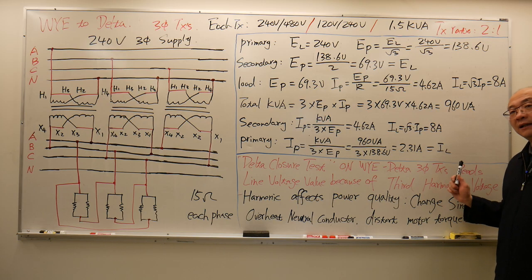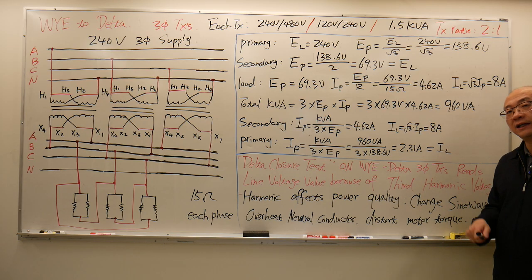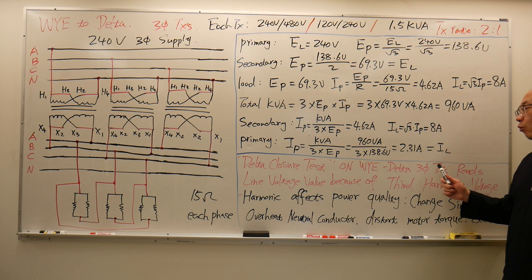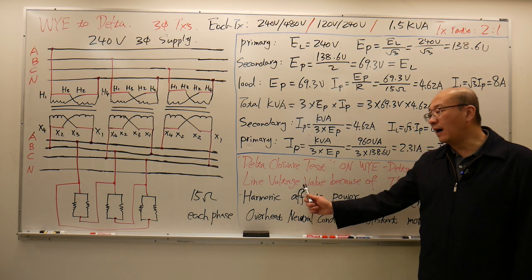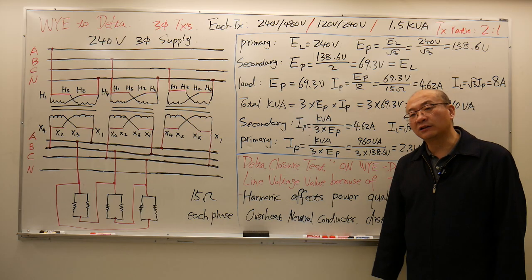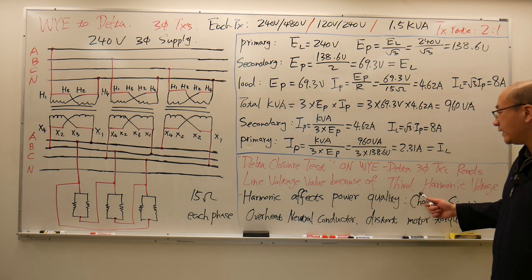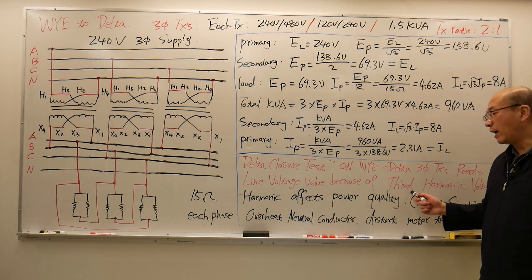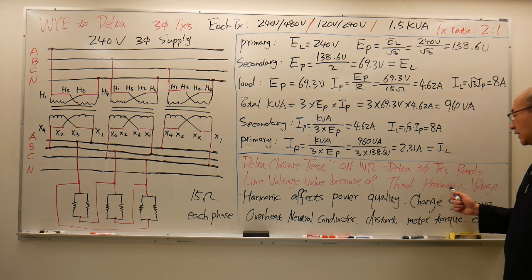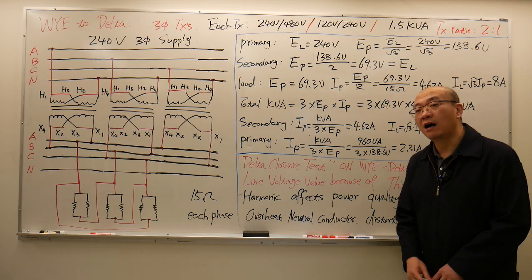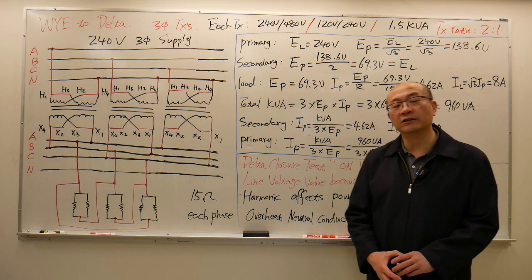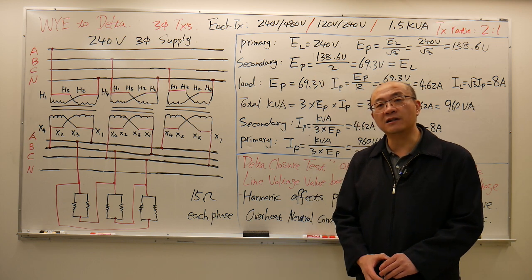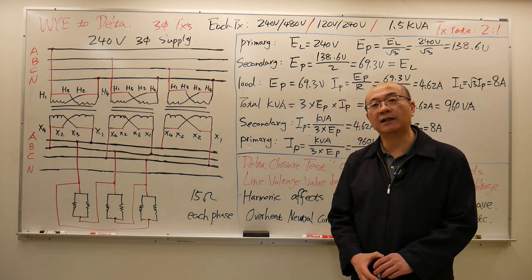This time in the lab, we're not going to read 0 volts, because for a Y-delta three-phase transformer, we're going to read a line value when we do the delta closure test. The reason is that this time we're actually reading the third harmonic voltage. Our supply is 60 hertz, but the third harmonic is going to be 3 times 60 hertz, giving us 180 hertz.